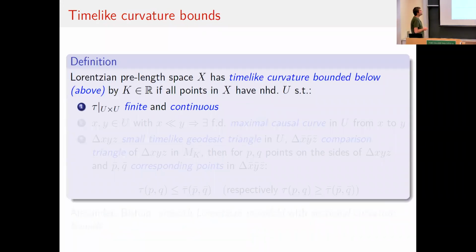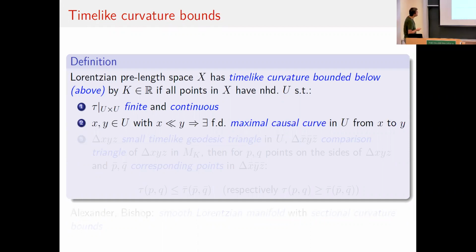So the curvature bound then looks like this. A pre-length space X has time-like curvature bounded below by K if for all points in X you have a neighborhood U, called comparison neighborhood or K-comparison neighborhood, if tau is finite and continuous on this neighborhood, and for any 2 points X, Y in U which are time-like related, there exists a future-directed maximal causal curve in U from X to Y. So these first 2 points are just so that you can actually compare something.